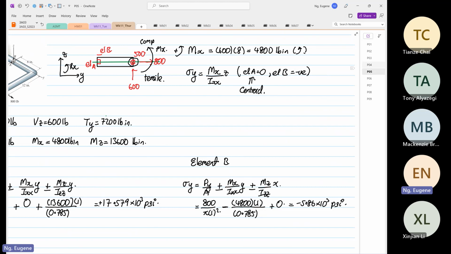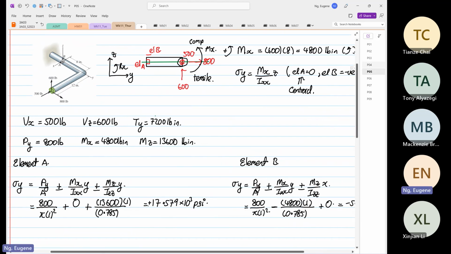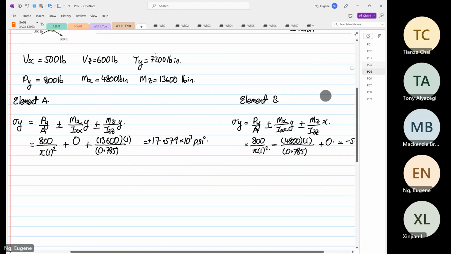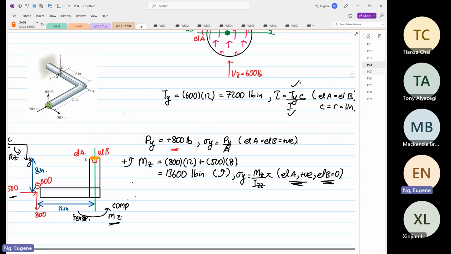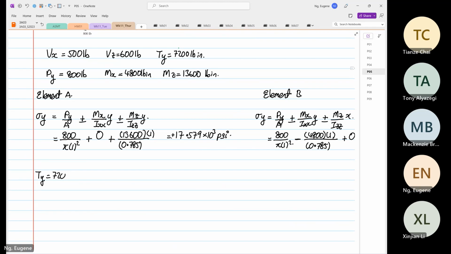Let me do it again. 800 over pi, minus 4800 divided by 0.785. Yep. So the next one that I like to do is the torque. I'm going to deal with the shear. Now the shear, if I'm going to draw, let's deal with torque in the y direction, which is at 7200.